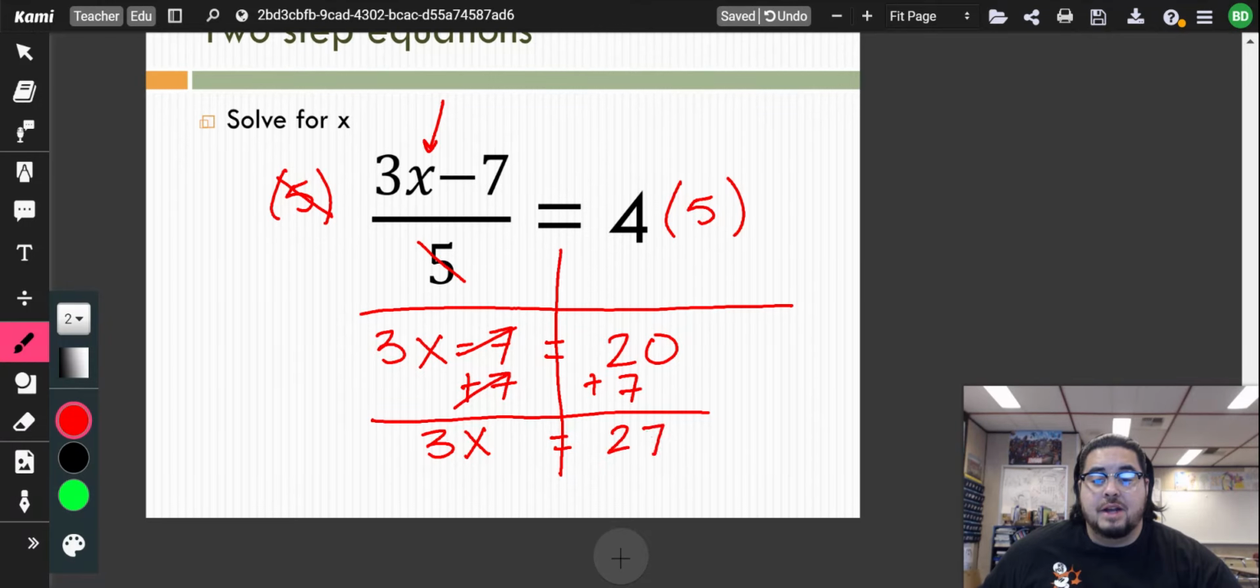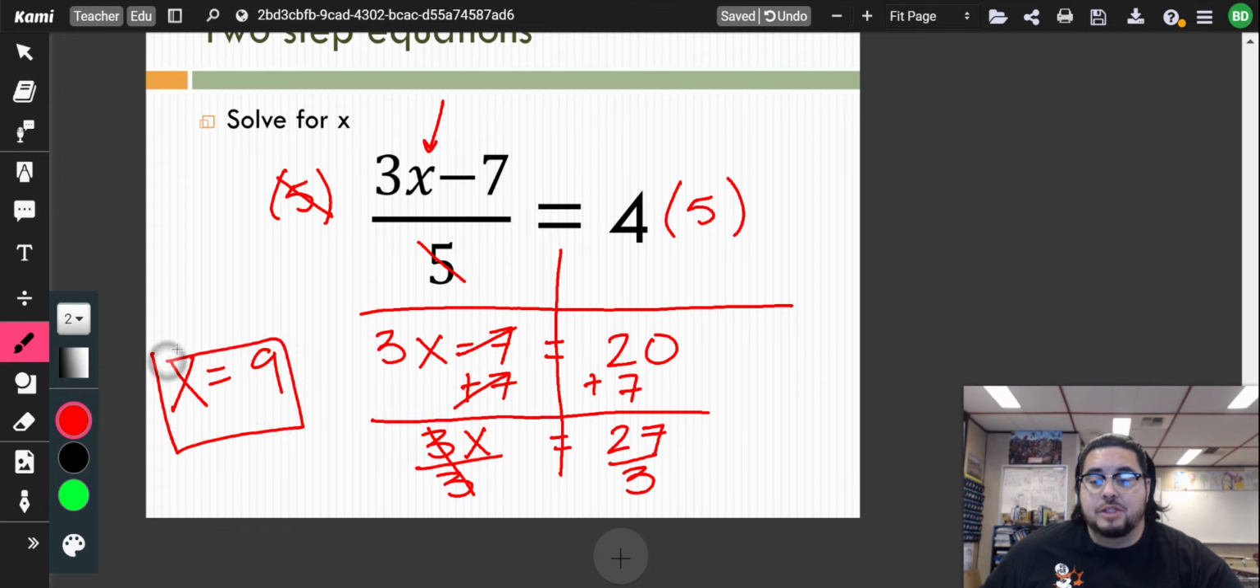And I'm running out of space here. I'm going to try to cram it in. I need to get rid of the 3. The 3 is multiplied by x, so I'm going to divide by 3 and divide by 3. These are going to cancel out. I'll work over on the side here. The x is now equal, 27 divided by 3 is going to be 9. And that is going to be our solution.